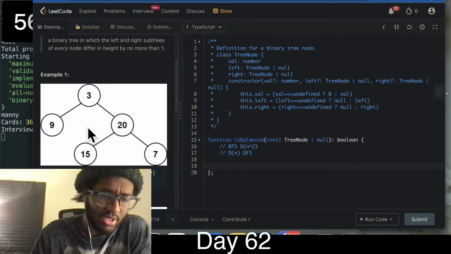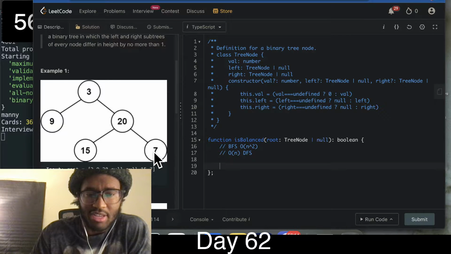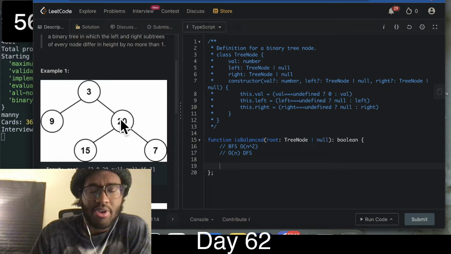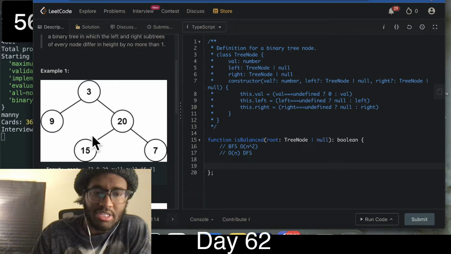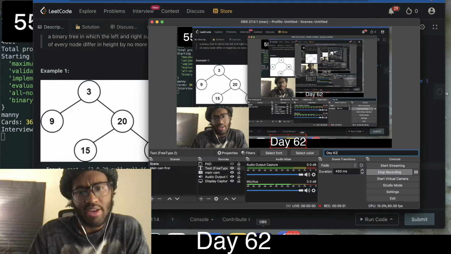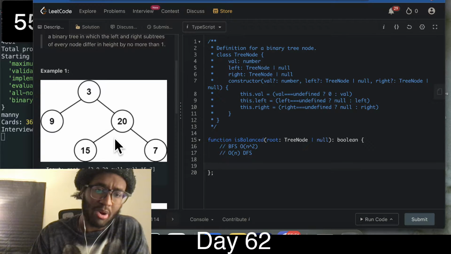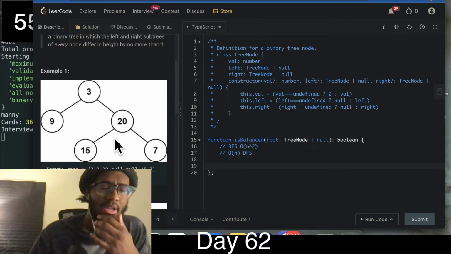I think there's another solution I remember reading where you do a DFS onto the farthest node you can get, which would be 7. And on your way up, you're at 20, right? And then you would check the height of both of these trees to make sure their difference isn't too large. If it's not greater than 1, that's fine, but if the difference is greater than 1, then that would be a problem. So you would return false because it wouldn't be balanced.